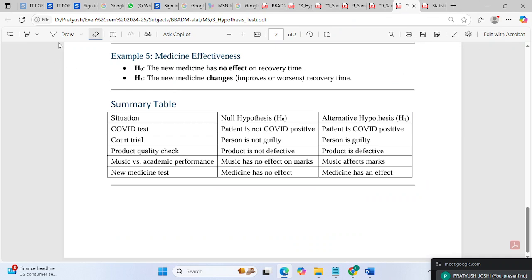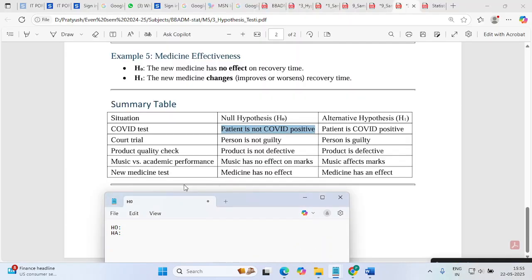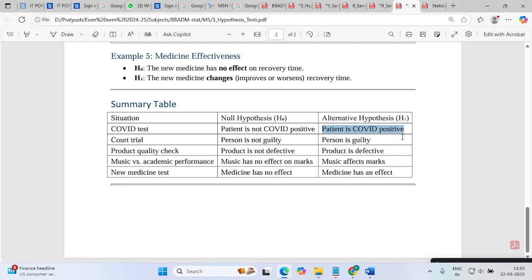So the common thing was: the patient is not COVID positive. The "not" was common. So let me try to copy this from here. So this is your null hypothesis, and this is your alternative hypothesis.